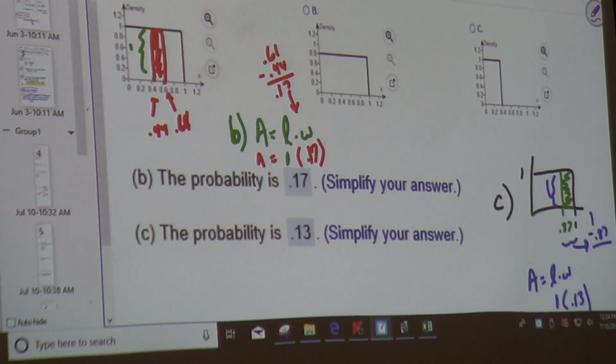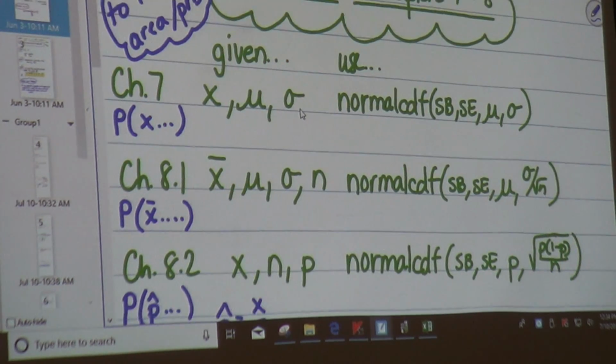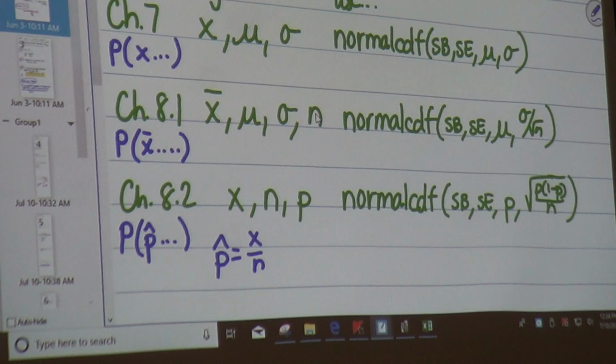Yep. All right. So now 8.1 and 8.2 is still going to be doing the normal CDF and the inverse normal CDF, but it's going to be doing a little bit different. The last term is going to be changing. Okay? I'm not going to talk too much about it right now, but I just want to show you. In chapter 7, I'm going to kind of show all of it.